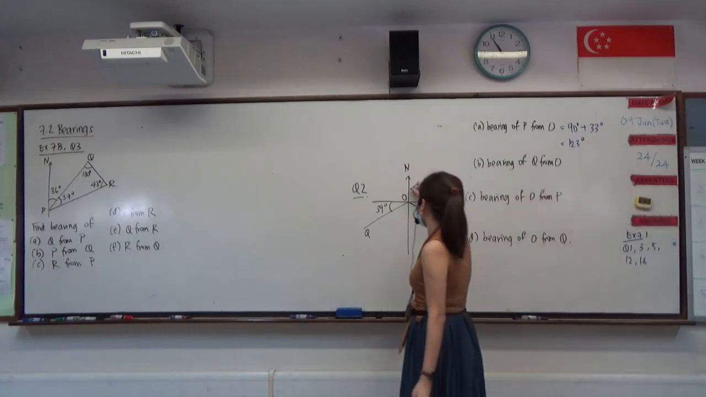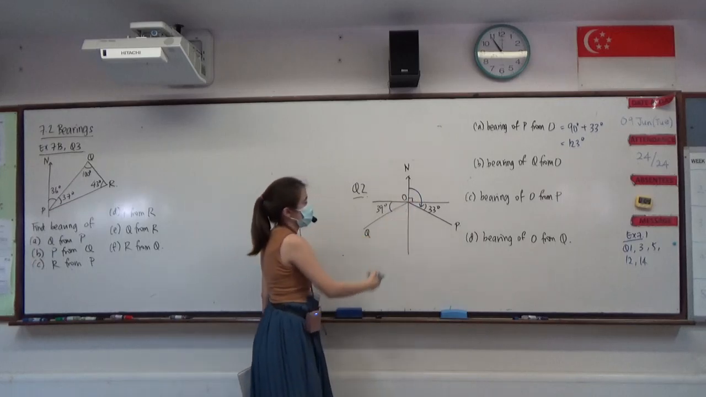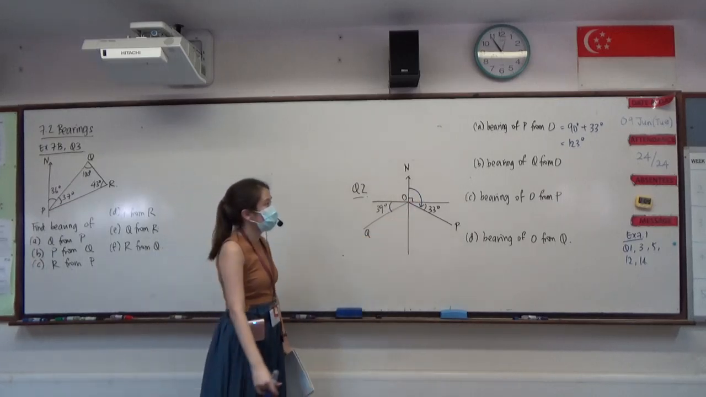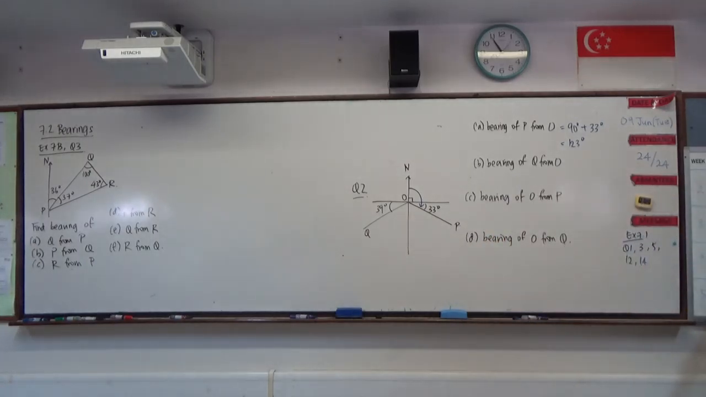So, E from O will be this angle. So, we see that it's 90 degrees. Alright, then after that, in part B, we want to find the bearing of Q from O. Okay, which one, what's your answer?